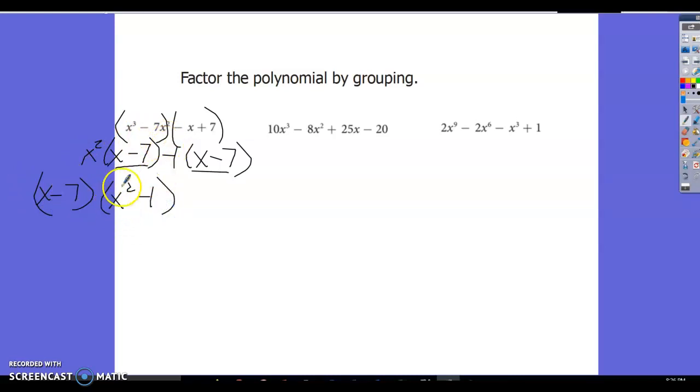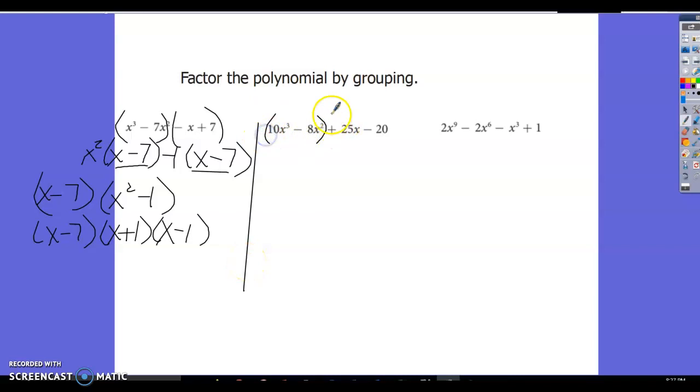If you recognize this, perfect square, difference of squares. So I've got x minus 7. So x plus 1, x minus 1. Same binomial, different sign in the middle. Okay? All right, here, factor by grouping. So I'm going to pull out a 2x squared. And I'm left with 5x minus 4. And then with this one, I'm going to pull out a 5.